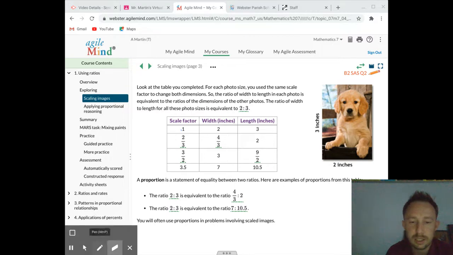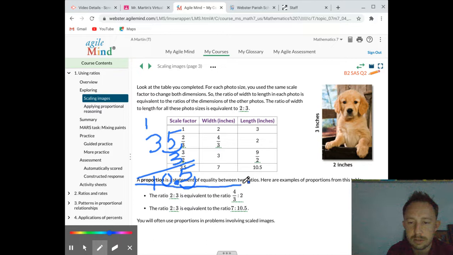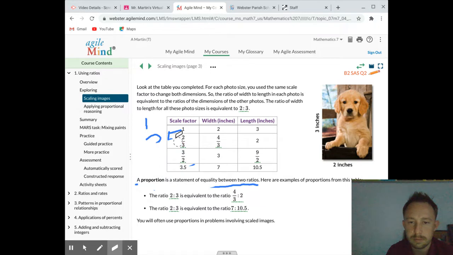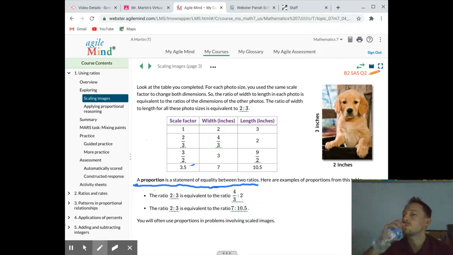Jessiana, will you tell us all what a proportion is, please? Can you tell us what a proportion is? It's right here on page 3. I underlined it. A proportion is a statement of equality between two ratios.